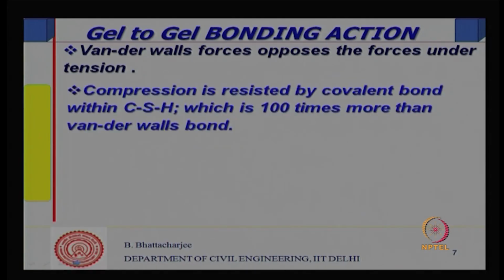Compression, on the other hand, is restricted by covalent bonds within CSH. So, you try to push them. Now, you are pushing one sheet against another. If you are trying to push the sheets of CSH under compression, you are actually pushing one sheet against another, which means that you are trying to compress the CSH bond itself, which is not possible. So, that is why they are strong in compression, because you can't compress the CSH bond so easily.